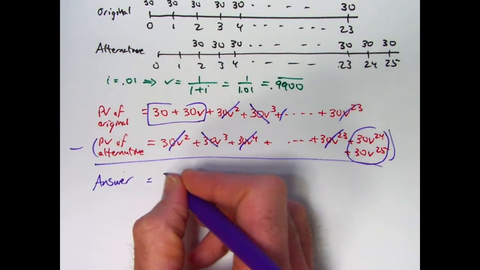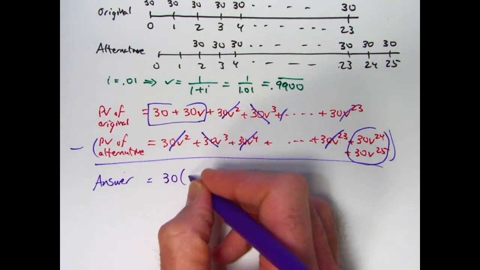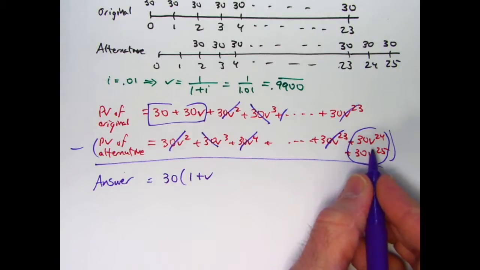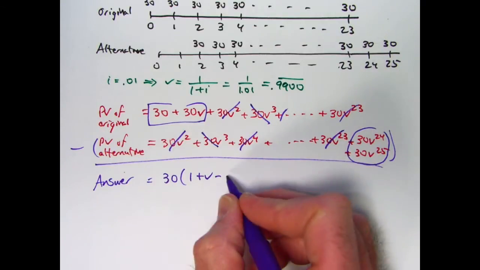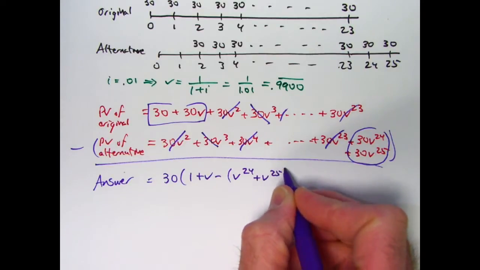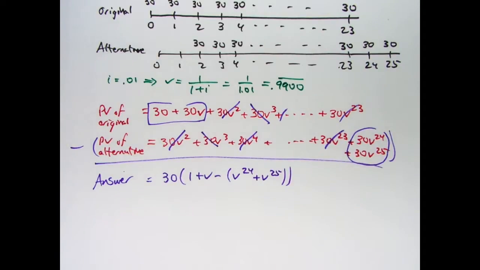You can factor a 30 out. You can write that as 30 times (1 plus v) from these two. And we're subtracting these two things over here. I could put minus, and maybe it's best to put in parentheses v to the 24th plus v to the 25th. So you don't need the formula for a finite geometric sum to solve this problem.